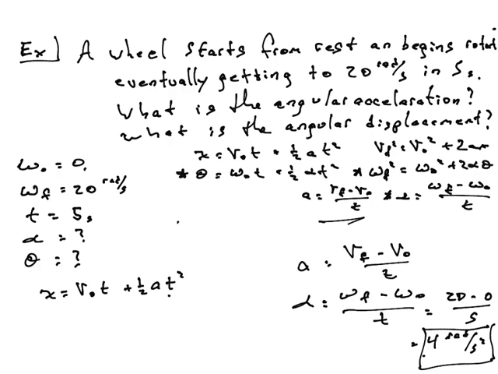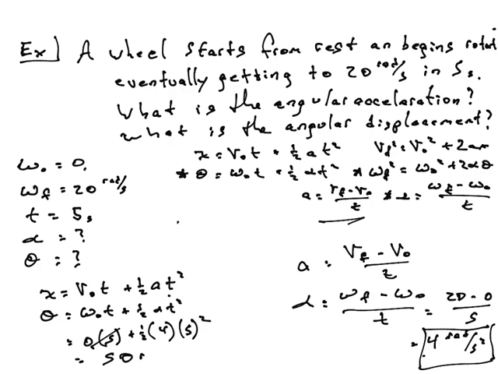I'm looking for x. But remember, this isn't linear, this is rotational. So I should actually do theta equals omega naught t plus 1/2 alpha t squared. Theta is omega naught, which is 0, times t, plus 1/2 alpha, which I just calculated was 4, t squared. That's 0. So 1/2 of 4 is 2. 5 squared is 25. 2 times 25 is 50 radians. And there we go.